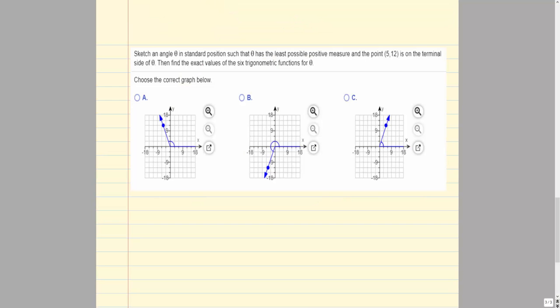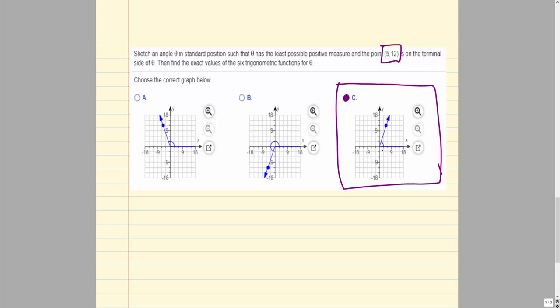Okay, so this would be similar to one of the beginning problems that you'll see in your homework. As we're working through this problem, it says sketch an angle theta in standard position such that theta has the least possible positive measure, meaning we only go around the Cartesian coordinate system or the circle a minimum number of times, so that the point (5, 12) is on the terminal side of theta. Well, (5, 12) is the important thing here. This means I go over 5 units on the x and up 12 units on the y, so that definitely puts us in the first quadrant. So this is the correct graph of that.